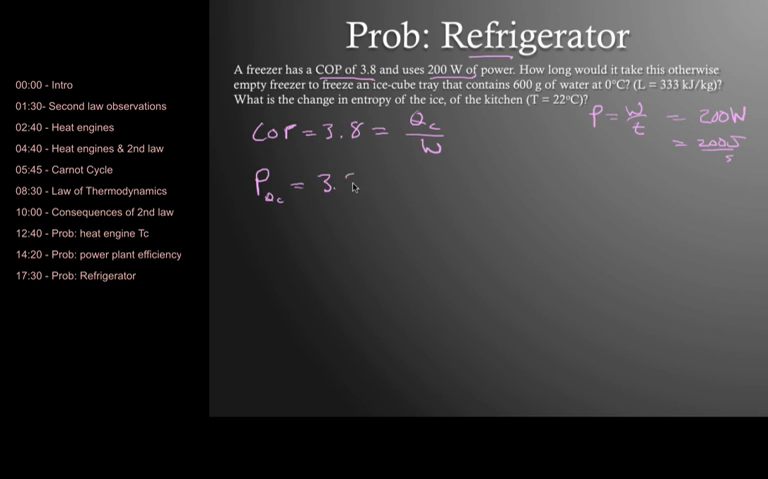So this would be 3.8 times the work that's being done, divided by seconds. So this is like 3.8 times the power, which is going to be 3.8 times 200 watts, which is 760 watts.